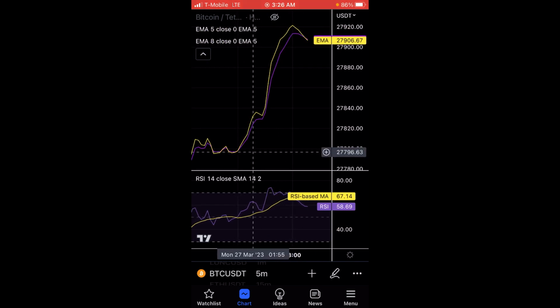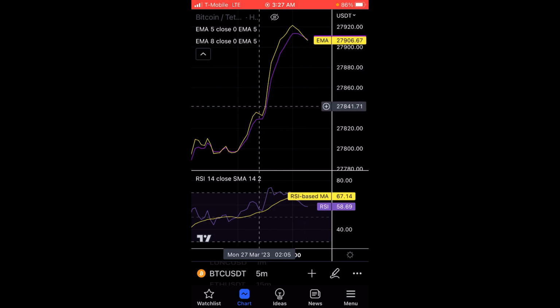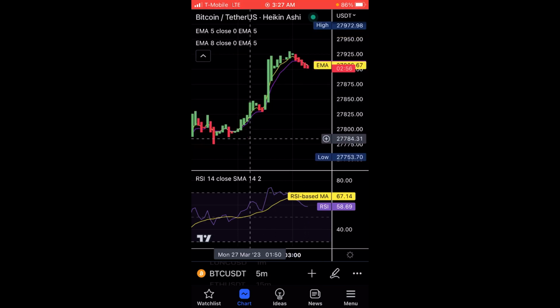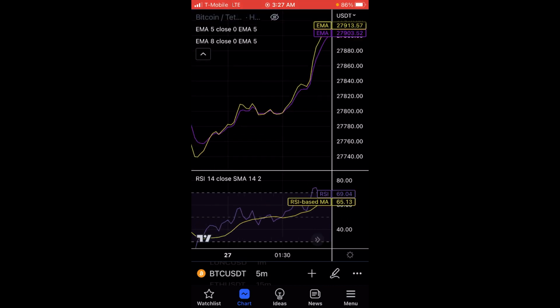We see it crossing with Bitcoin right about here, 27,798, and then it just crossed right here at 27,907. So this was a good scalp. Let's see if this works.